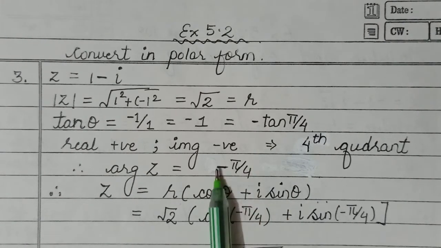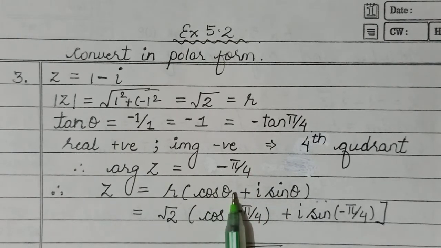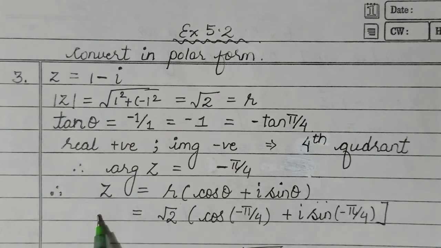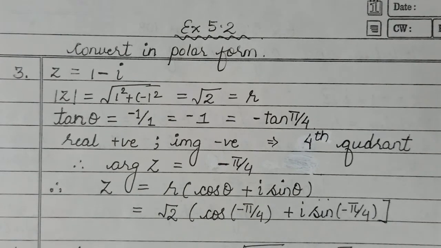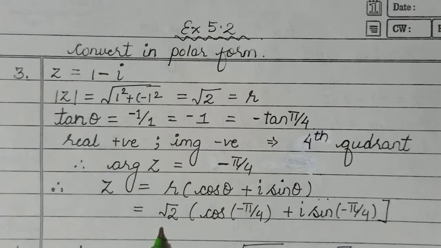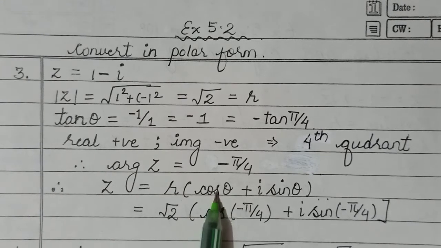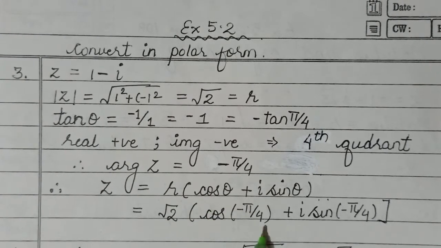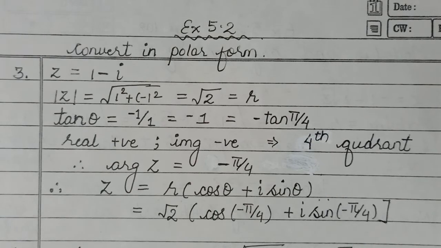This negative came because of being minus pi by 4, fourth quadrant. So then simply now we need to put the values. We had evaluated our r as √2 and theta came out to be minus pi by 4. So this would be its polar representation.